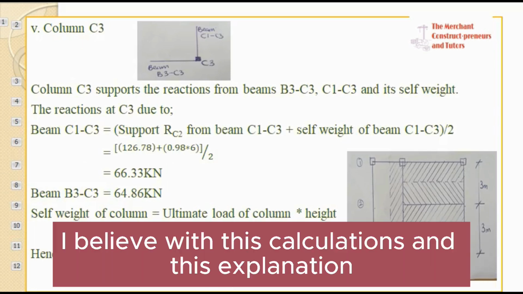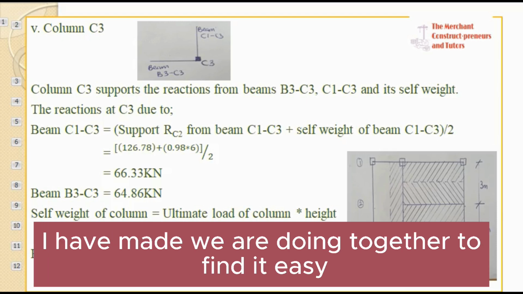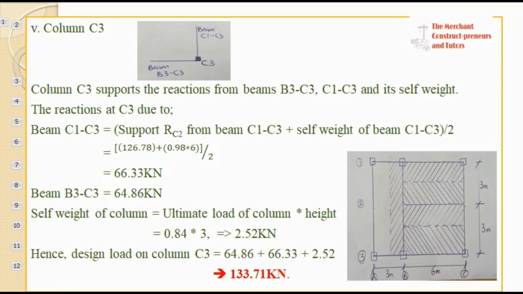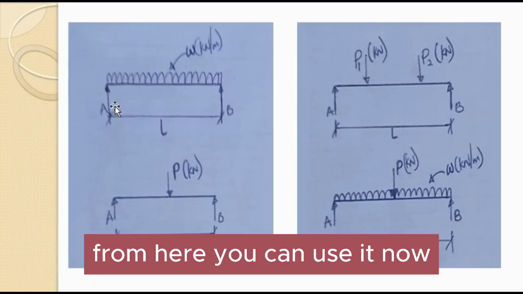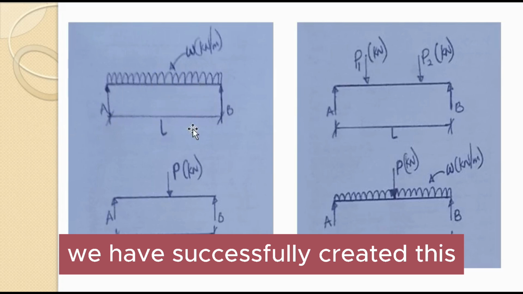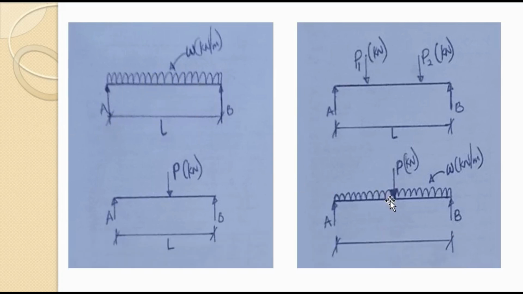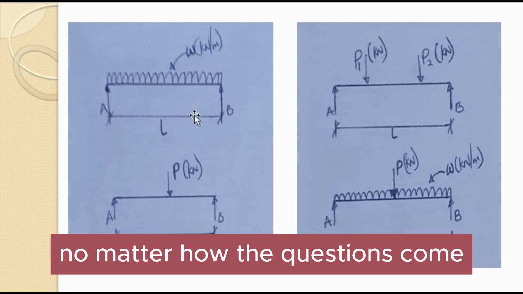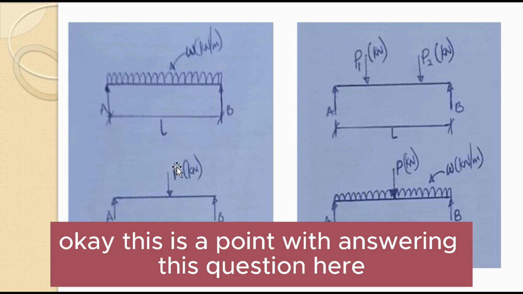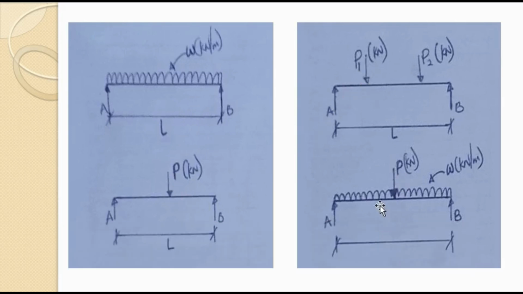So I believe with these calculations and this explanation that I've made, we are going to find it easy to get all these free body diagrams that we talked about from here. Can you see now we successfully created this, we did this, we did this. Depending on how the questions come, this is real life. No matter how the questions come, you're going to be able to know, okay, this is a point load acting on this portion here. This is a point load and uniformly distributed load. So I believe we'll be able to understand this.